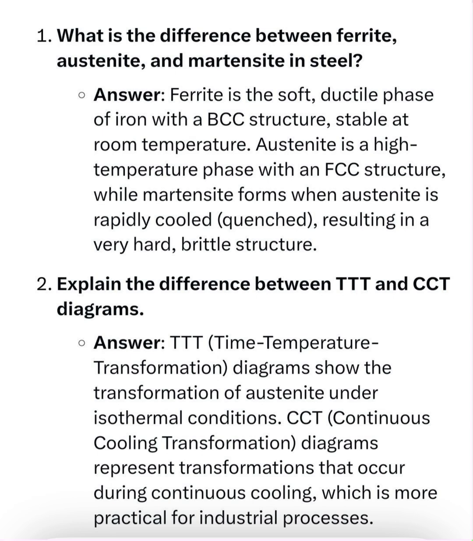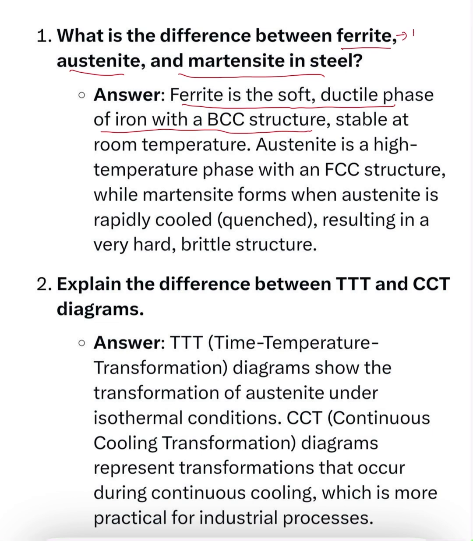So in this video we are going to discuss a few more important interview questions for metallurgical engineering. The first question is, what is the difference between ferrite, austenite and martensite in steel? They are the important phases which form in steel. The first one is ferrite, which is a soft, ductile phase of iron with BCC structure.